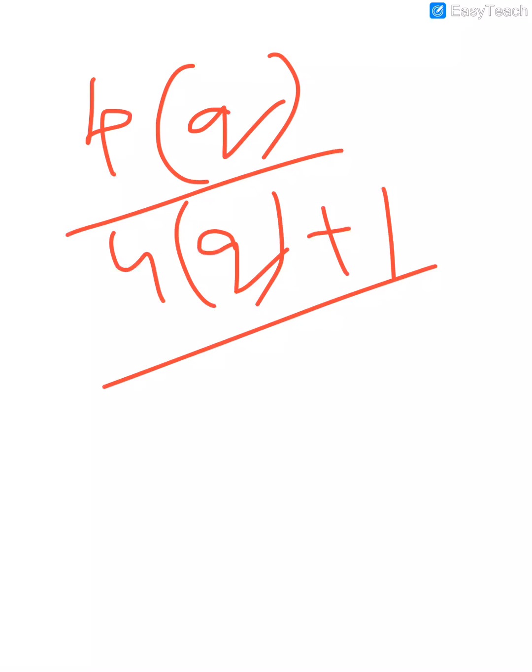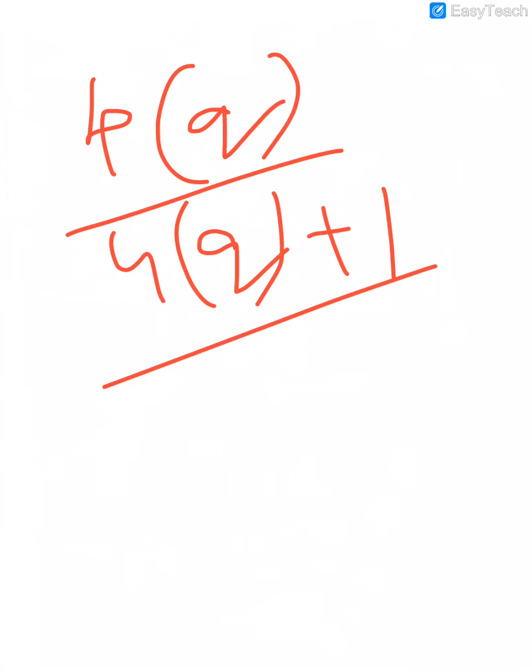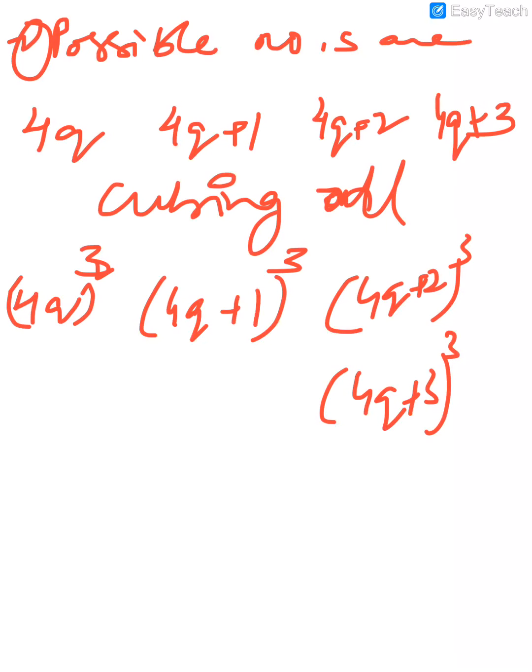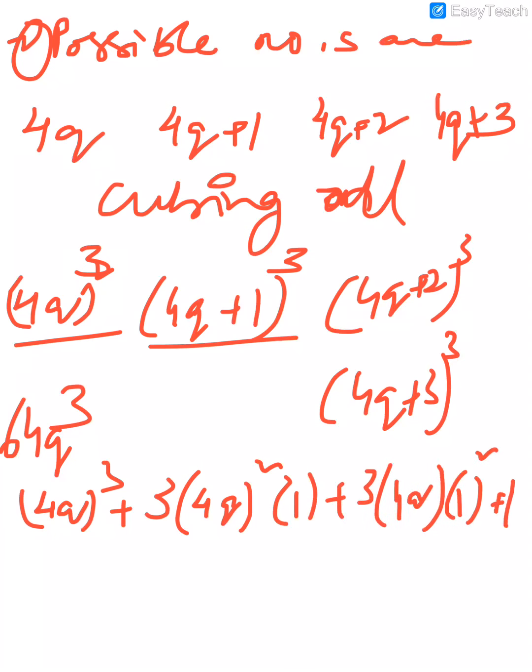Similarly with the cube. For cube, instead of squaring, you will cube. Let's see once again. Possible numbers are 4q, 4q plus 1, 4q plus 2, 4q plus 3. This we have done in the first exercise. Now cubing they are asking in the second question, so let us cube all the numbers. Cube of 4q: 4 cube is 64, so 64q cube. Here a plus b whole cube is a cube plus 3a square b plus 3ab square plus b cube.